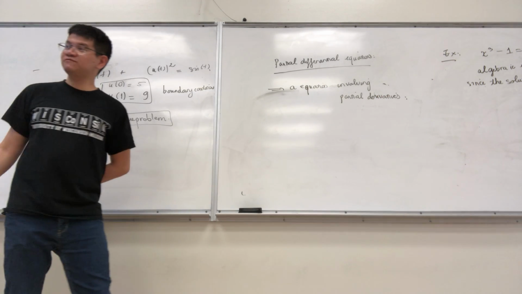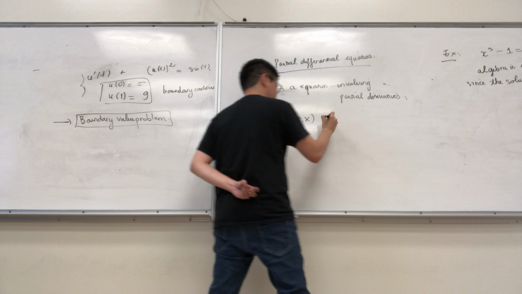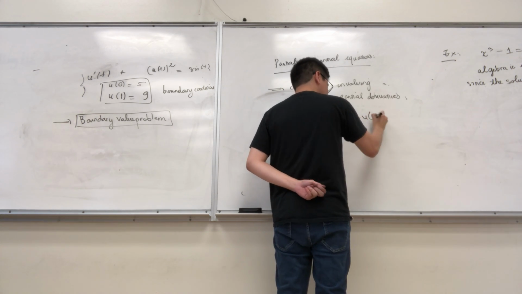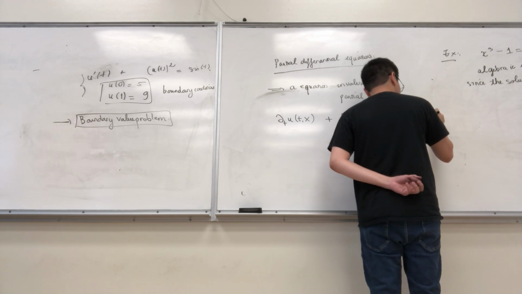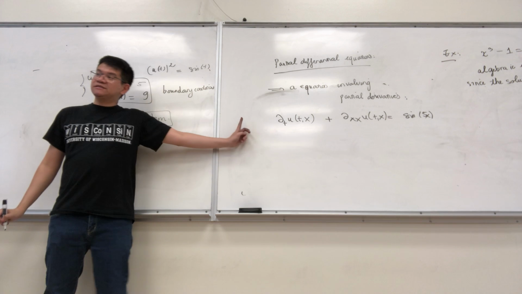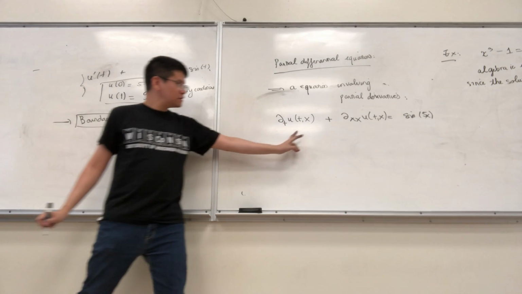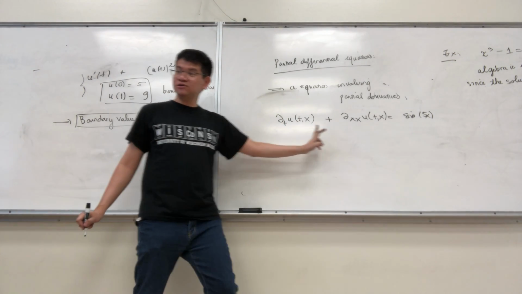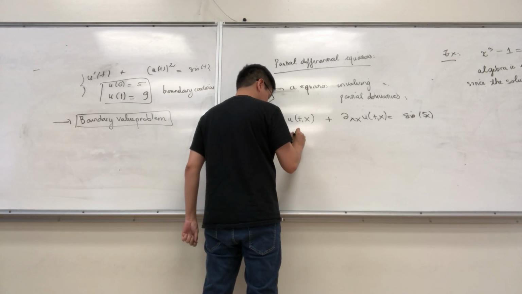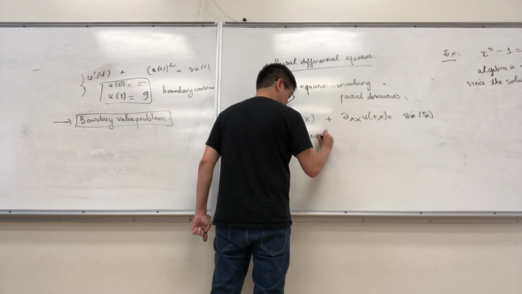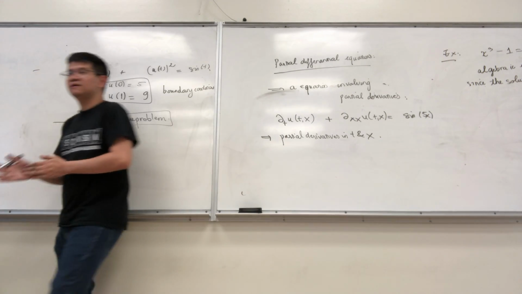All right. So for instance, you have to look for a function f, or a function u, such that dt of u plus dx of u is equal to sine of 5x. So this is a partial differential equation because we have to look for a function u, and this involves a partial derivative in t and a partial derivative in x. Right?